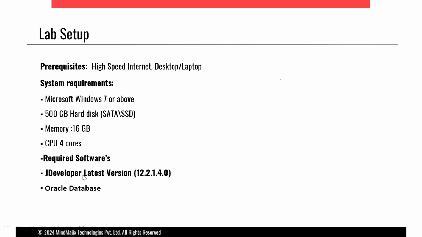Required software is the latest version of JDeveloper. There are lower versions, but we are going to learn this application development in 12.2.1.4.0. And if you have a local database, it's good for you. So these are the system requirements and prerequisites to learn this Oracle ADF application development course.